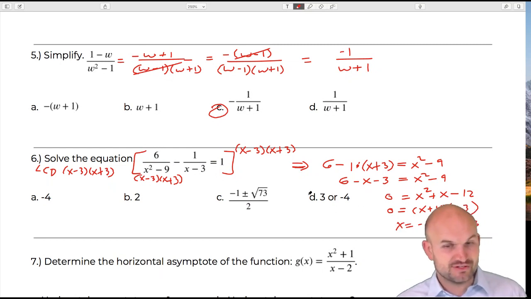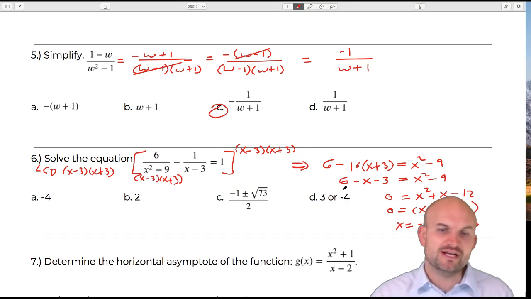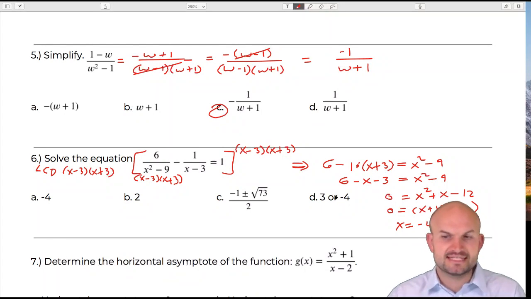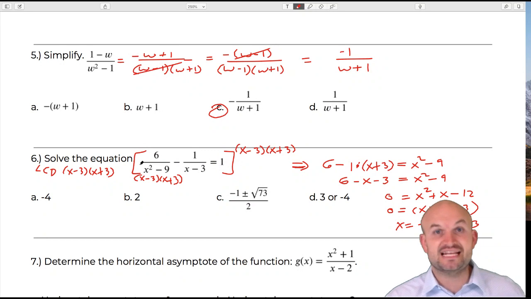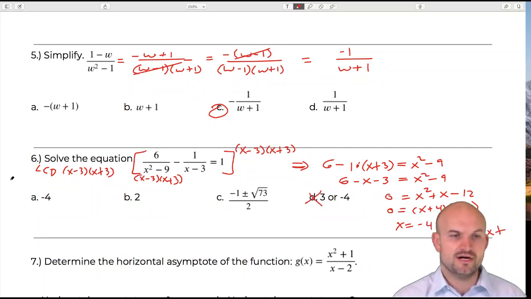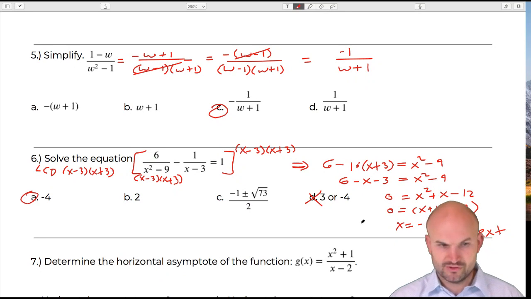So we look over the answer D, but we remember when we're solving equations, that we got to make sure that our solutions satisfy the original equation. Well, when I plug 3 into the original equation, that makes that 0. So therefore, this is extraneous. So therefore, that's not the right answer, but negative 4 is the only solution.